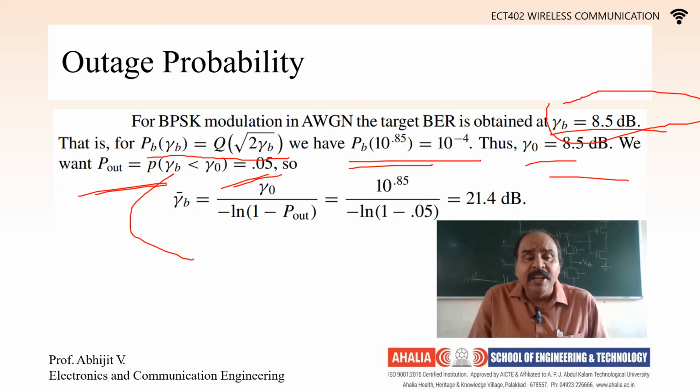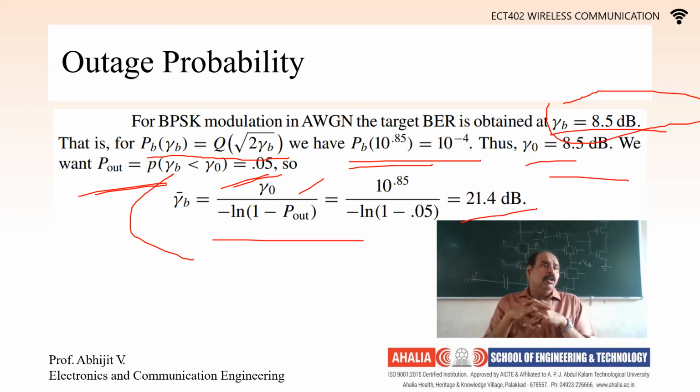In that case, gamma B is equal to gamma naught by minus ln of 1 minus P out. We know the value of gamma naught. We are not taking it in dB, so we are converting it into linear scale by using 10 to the power. Otherwise, we can take 10 log of the value and you will get it as 21.4 dB. So with this, we have covered 3.1, the first part of the third module.